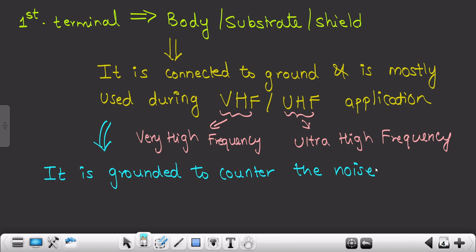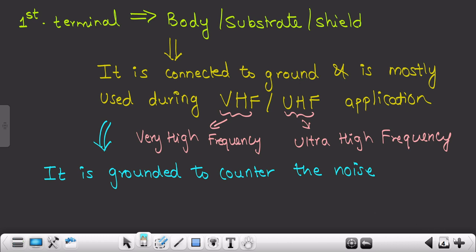So to counter that particular ripple or noise, we are connecting this first terminal, that is the body, which is also known as substrate or shield, to ground. This is the reason why the manufacturer has provided this terminal. And in DC analysis or during DC application, there is no significance of this terminal.